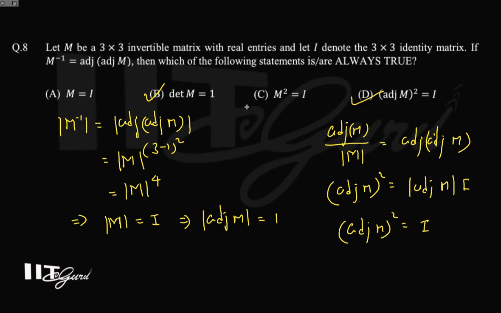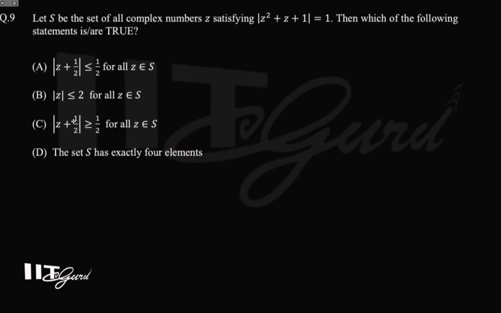Identity matrix. Fine. C options are correct. So there are 3 options correct. Let's go for another question. Now this question is from complex number, question number 9.